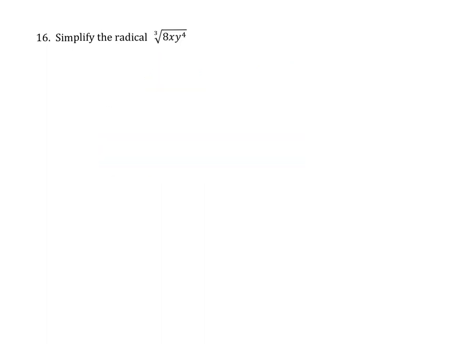In this case, it's a cube, so we want to write everything under the radicand as a cube. 8 is 2 cubed. X is just x. Y to the fourth can be written as y cubed times y. And again, if the index and the exponent are the same, they basically cancel out, so it brings them outside the radical. So cube root of 2 cubed is 2. That comes out. This stays in.